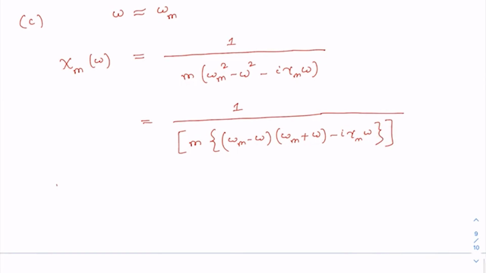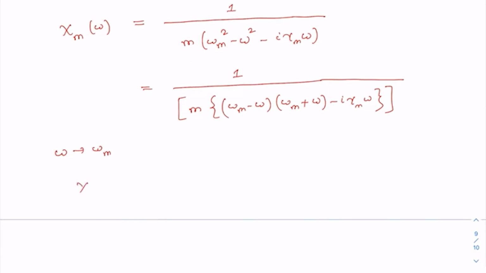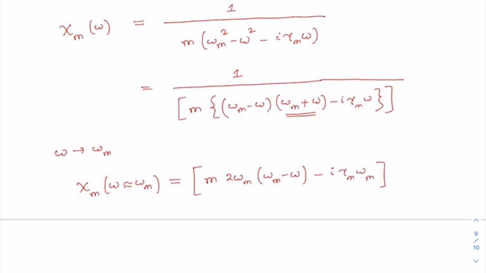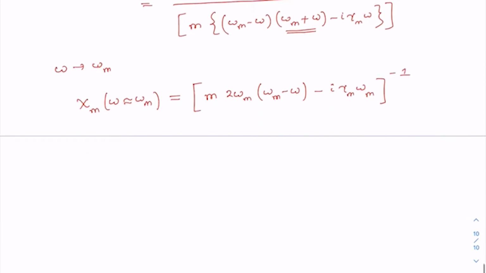Now at resonance, as omega tends to omega m, I can write this expression chi m of omega at omega m as m into this. Since omega is nearly equal to omega m, I can write it as twice omega m, and it is not exactly equal to omega m, so let me retain this term. It is not 0. And then I have here i gamma m omega m, to the power minus 1. So this is what I have.